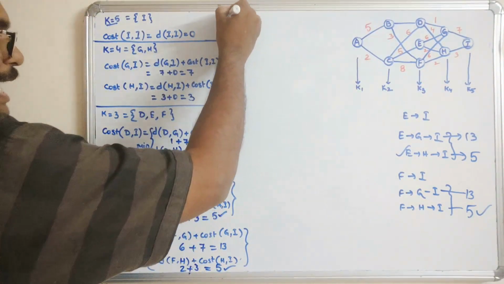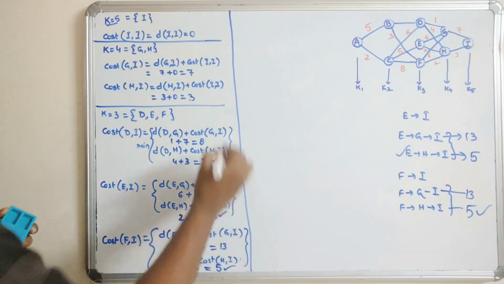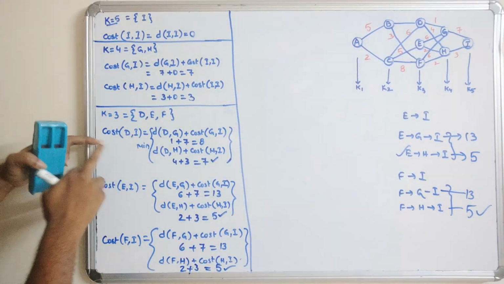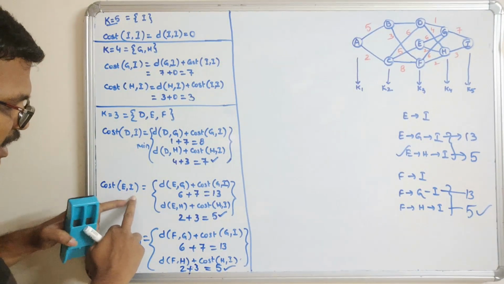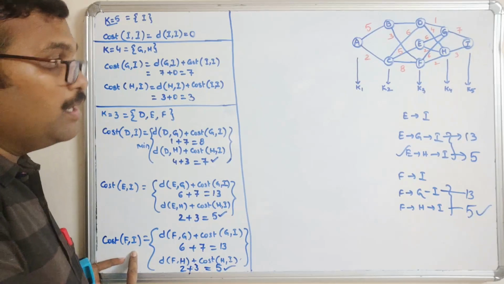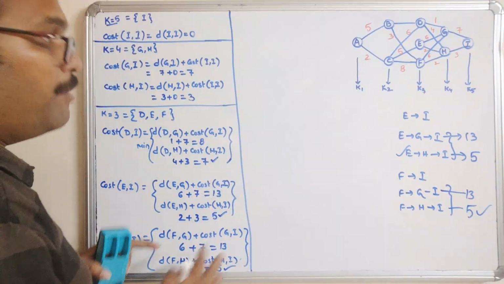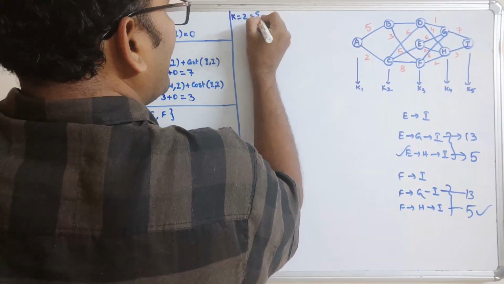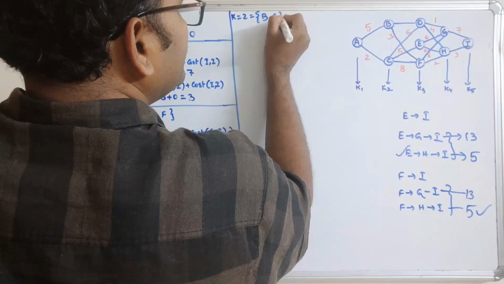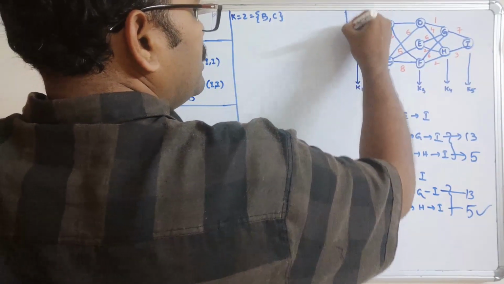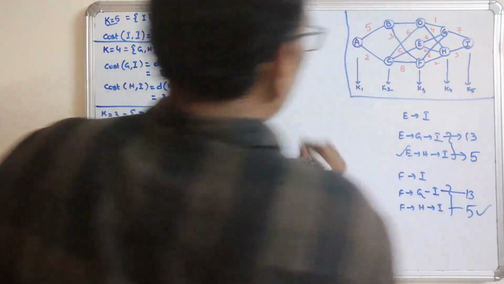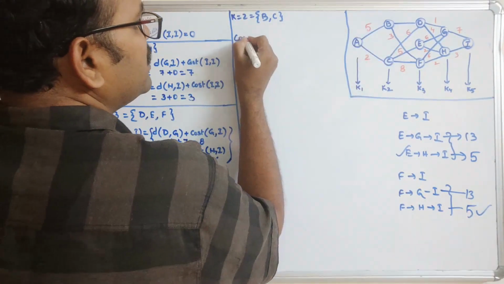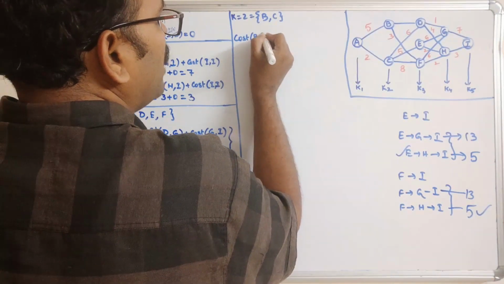Yes. Any other vertex in stage 3? You can observe in stage 3: D, E, F. Already we have computed D to destination, E to destination, F to destination. Now we need to find out the cost from stage 2 vertices. So K is equal to 2, which has the vertices B and C, right. Now, what do we have to find? We have to find the cost of B to I.